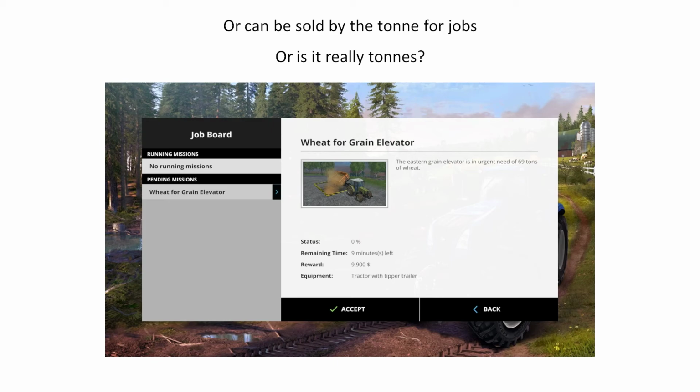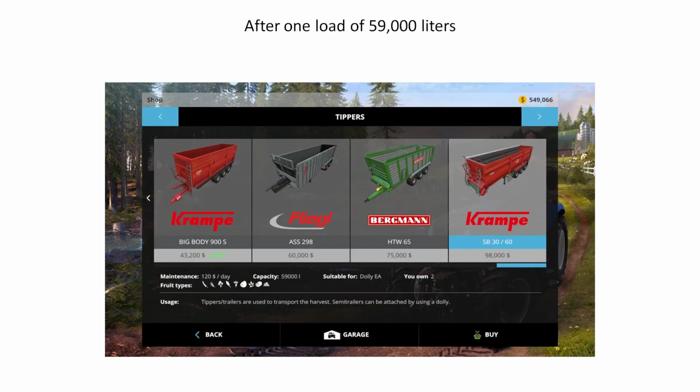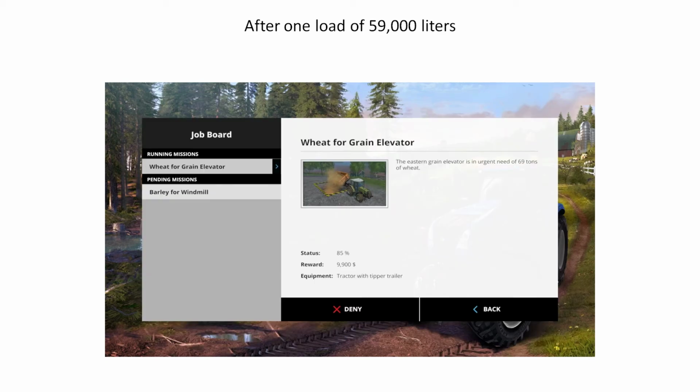Yes, or is it really tons? Well, we're going to find out. So after one load of 59,000 liters, the biggest tipper here holds 59,000 liters. After one load of 59,000 liters, we go back to the job board, leave the truck parked in front of the job board and tab over to it. We see, what's this? 85% complete. Something's kind of fishy here. This should only be about 33% complete.